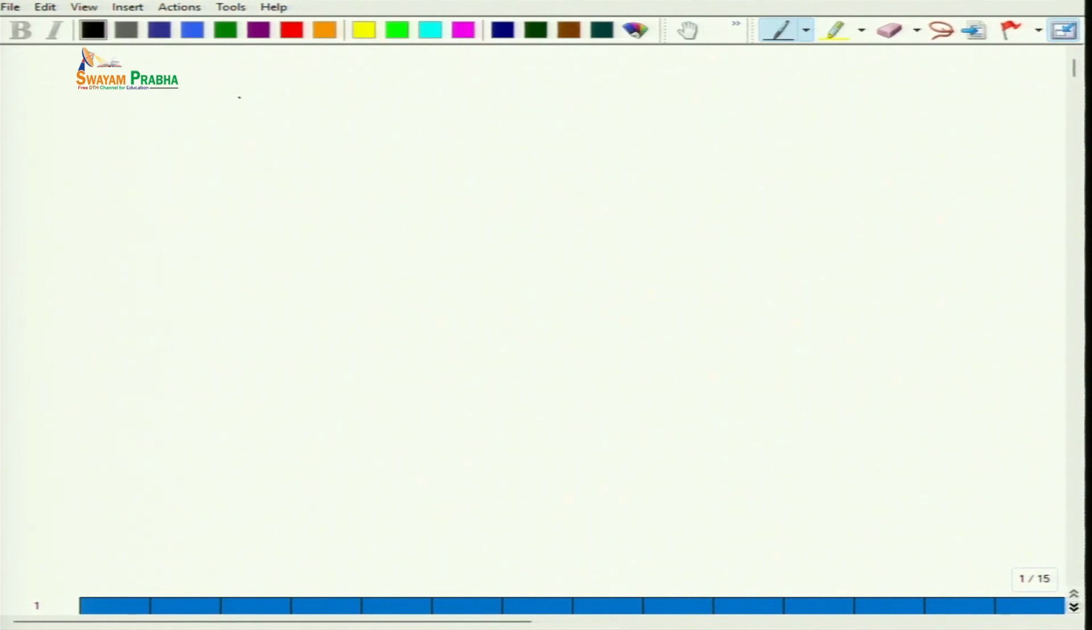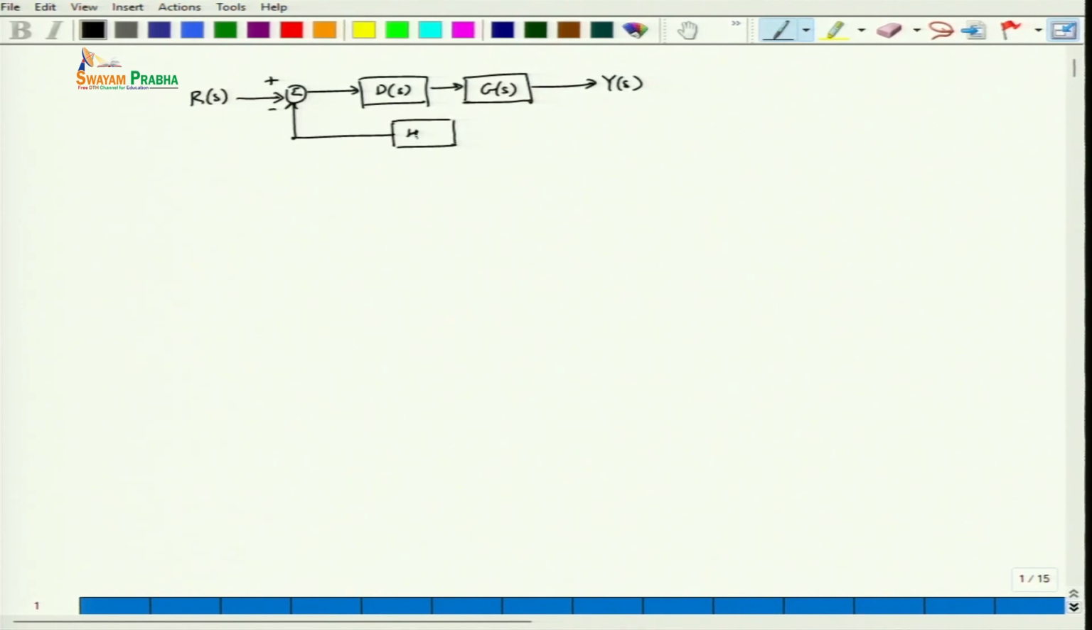So, we'll take a simple control system. This is a negative feedback loop, and here we have the reference R of S, and there is the feedback portion. This is the controller D of S, the plant G of S, and based on this we get Y of S. In addition, at the feedback portion, we have the sensor dynamics denoted as H of S.